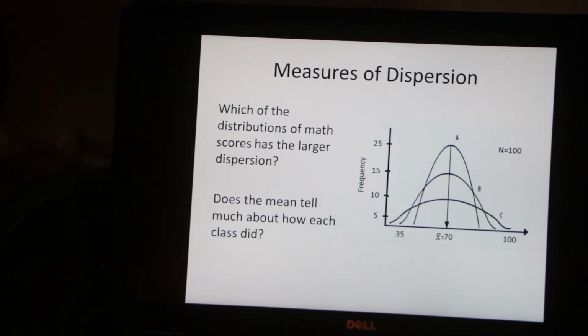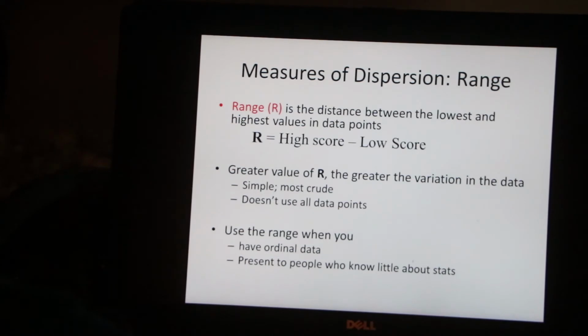So just something to think about: the mean can sometimes be a distraction in terms of really telling us how the data was distributed. There are three measures of dispersion that we're going to talk about. The first one is range. It's very straightforward. It's simply the distance between the lowest and the highest values in a data distribution.